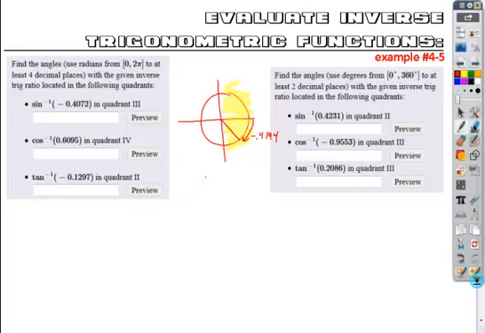Okay, but we're being asked to identify the angle that falls in quadrant 3 here. So in quadrant 3, we have to see what angle has that exact same sine. Well, the sine is the y value, so we're looking at this point right here. So if I look at this angle from here to here, that is the angle that has the exact same sine as this, the 0.4194.